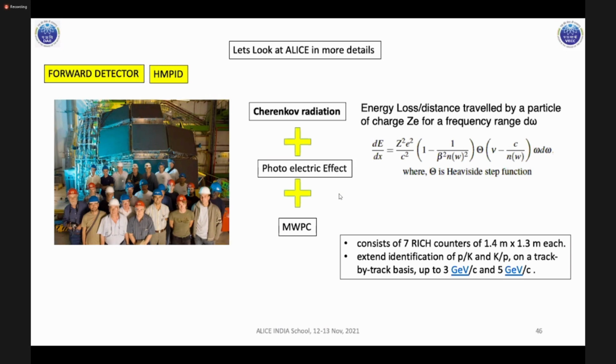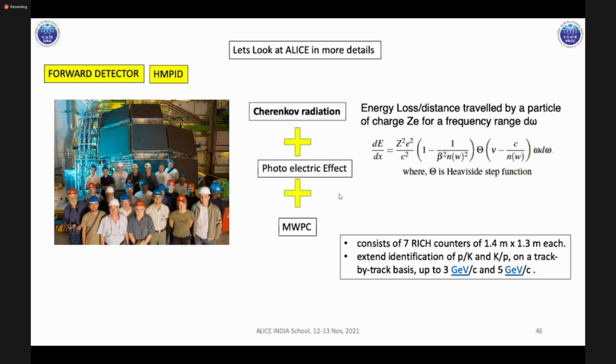So, in case of Cherenkov radiation, how does it look? When a particle in a medium moves with velocity faster than the velocity of light in that medium, it will emit some radiation. This is called Cherenkov radiation. Due to this Cherenkov radiation, the energy loss per unit length can be expressed in terms of this. And you can convert it into a signal once you let this Cherenkov radiation enter your photo sensing instrument, followed by MWPC.